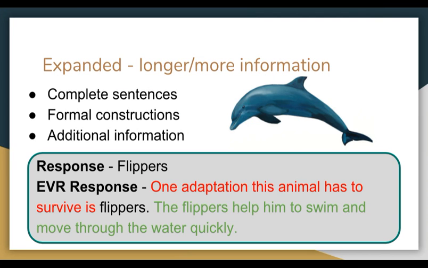For example, if your question to the class is, explain one adaptation that a dolphin has to survive in its environment, a typical student response might be just to raise their hand and answer, flippers. However, notice the extended verbal response. One adaptation this animal has to survive is flippers. The flippers help him to swim and move through the water quickly.